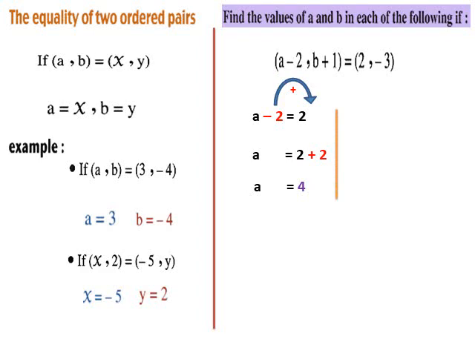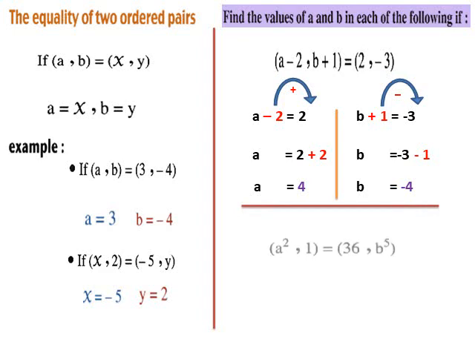What about b? I have b plus 1 in the ordered pair, equal to negative 3 in the other ordered pair. That's the second projection and the second projection here. So b plus 1 equals negative 3. Now the letter must become alone. I do everything to make it stand alone. So the 1 here is plus. It goes to the other side with what? Yes, with minus. Wonderful. So b is equal to negative 3 minus 1. So b is equal to negative 4. Wonderful.